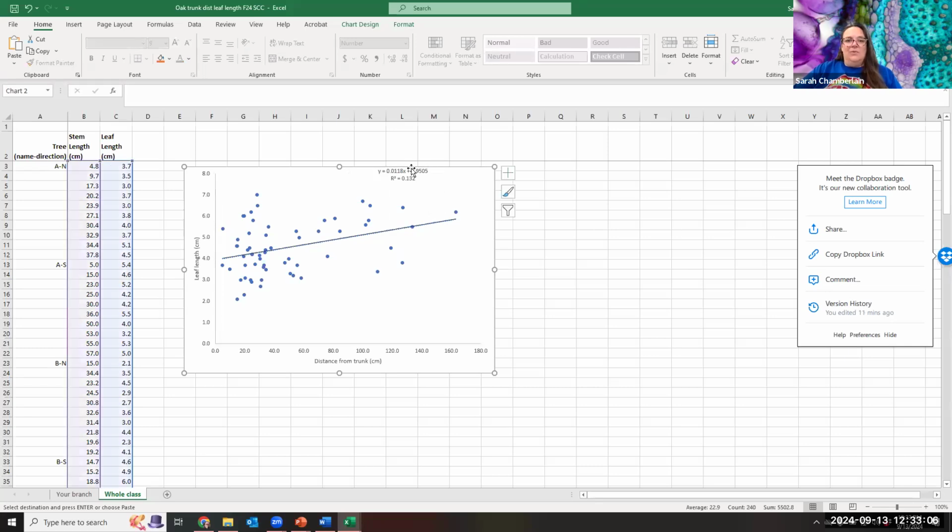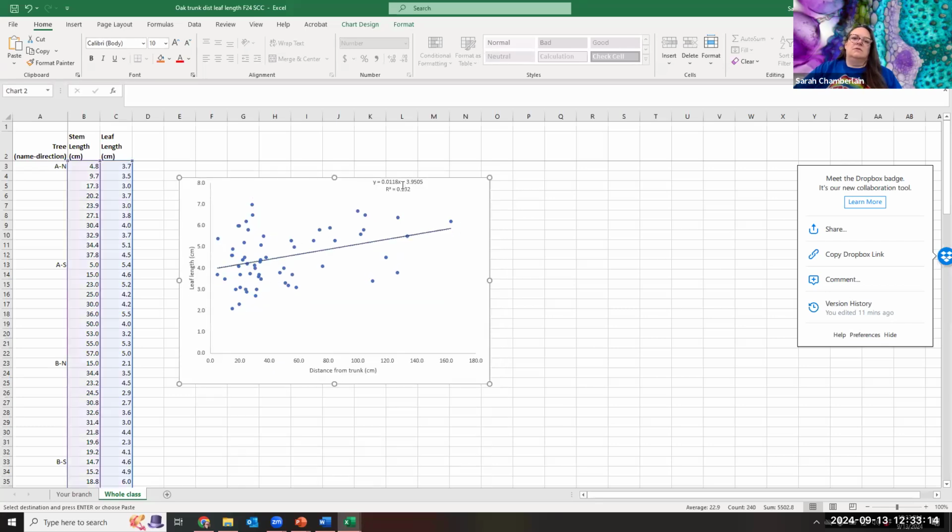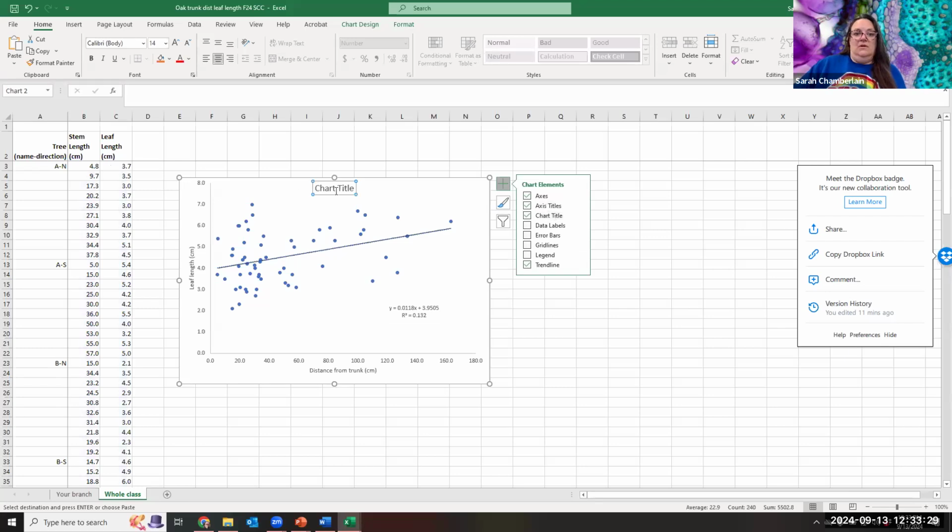Right now, I don't like where this equation is. It's in a place that's a little hard to see. Would you just stop doing that? I'm going to move it. There we go. I'm going to move it down there so that it's easy to see and it's in kind of an empty spot. Okay. I also took my title away, so I need to put my title back. So I want a chart title.